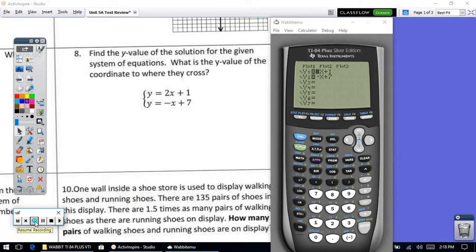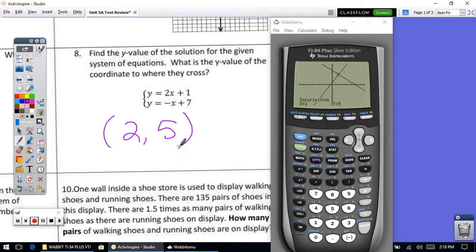8 says find the y value of the solution. Okay, we have them in y1 and y2. We're going to graph it. Let's calculate the intersection. Second, calculate number 5. Get the blinking cursor close to the intersection, enter, enter, enter. Let's extract that coordinate, 2, 5. But the question is asking what is the y value of the system, or in this case, the y value of the solution. Well, the y value would be 5. So our answer is 5.